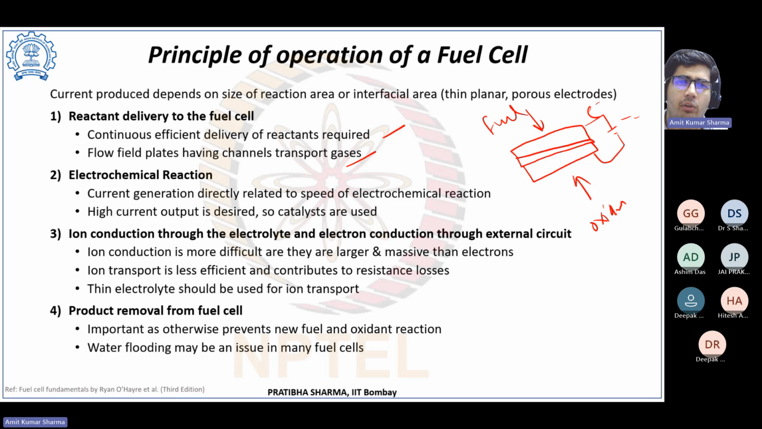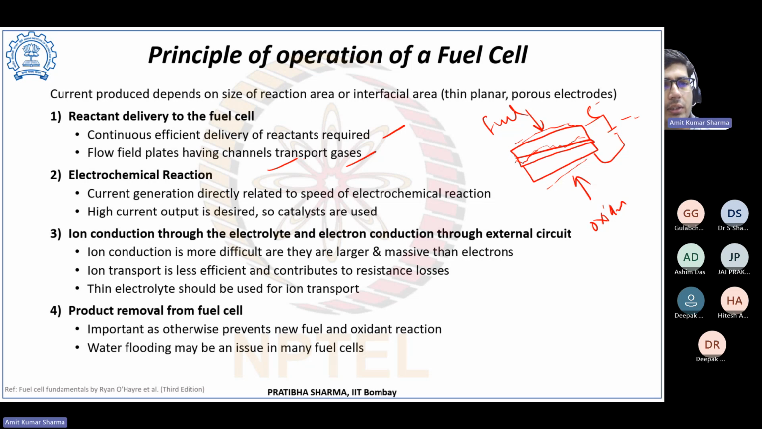So this is your area, so you have to uniformly disperse your fuel over this area so that you can have reaction all over the surface. So we are using different channels so that there is uniform distribution of the fuel over the anode surface.